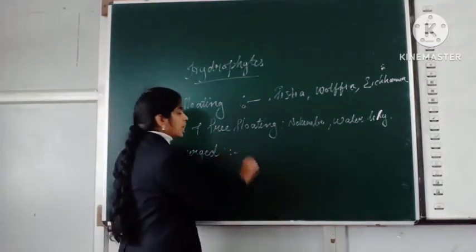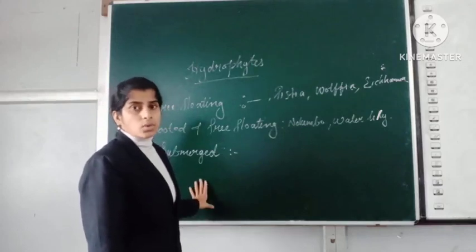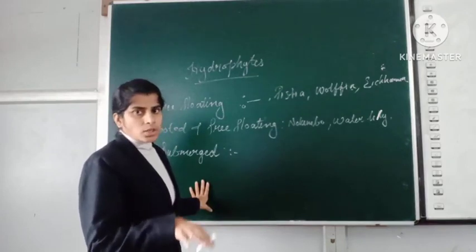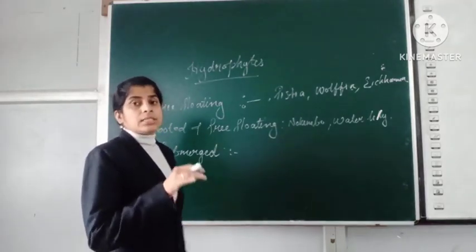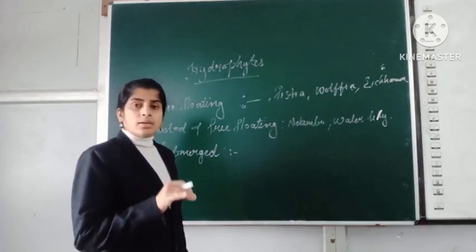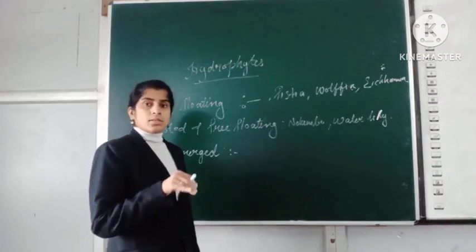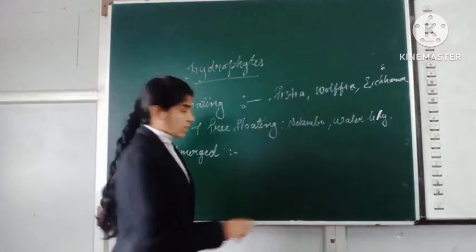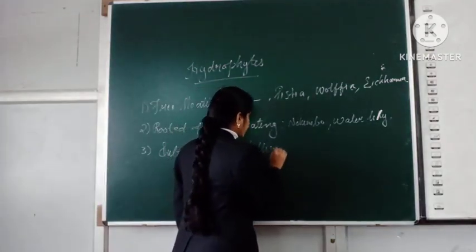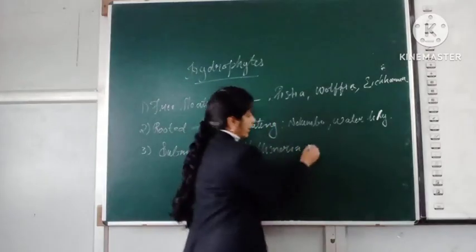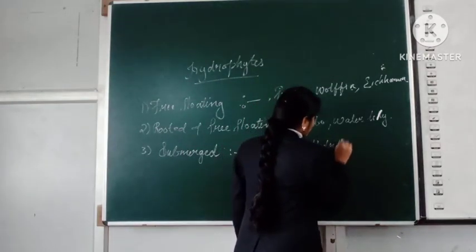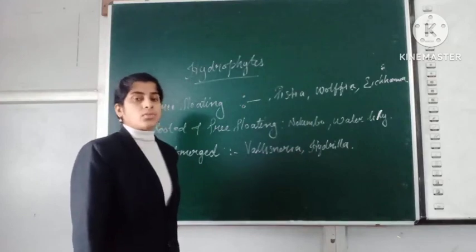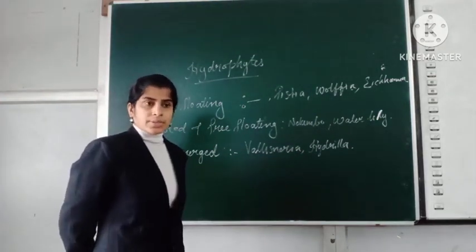Submerged plants are the plants that live inside the water, which means the full body of the plant is under the water only. These plants remain submerged in water. Roots are fixed in the soil substrate. Is it clear? Examples are Vallisneria and Hydrilla. These are examples of submerged plants. I hope all of you understood this topic.